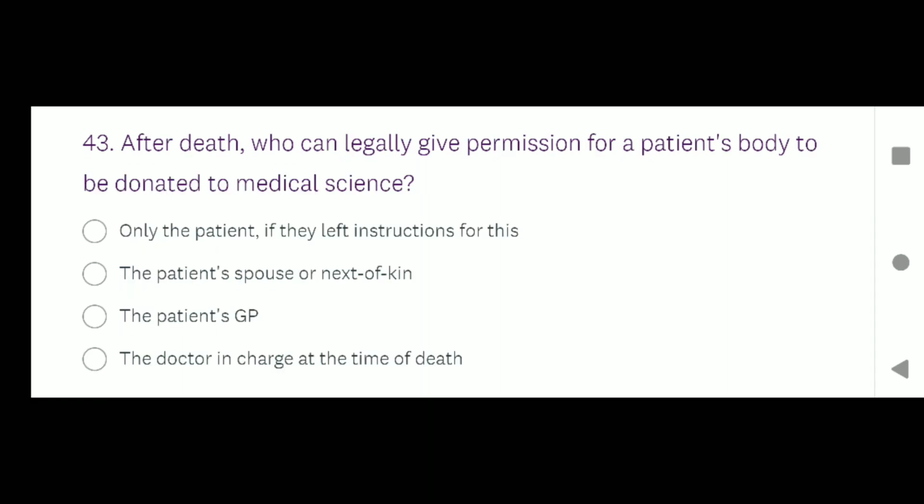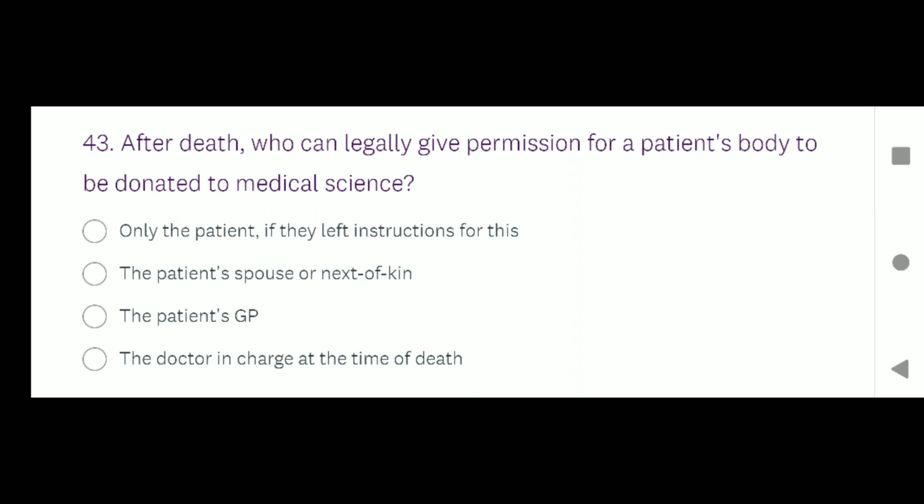Option B, the patient's spouse or next of kin. And option C, the patient's GP. And option D, the doctor in charge at the time of death. So you have to think very wisely and get the answer right. Option A, only the patient if they left instructions for this, is the right answer.